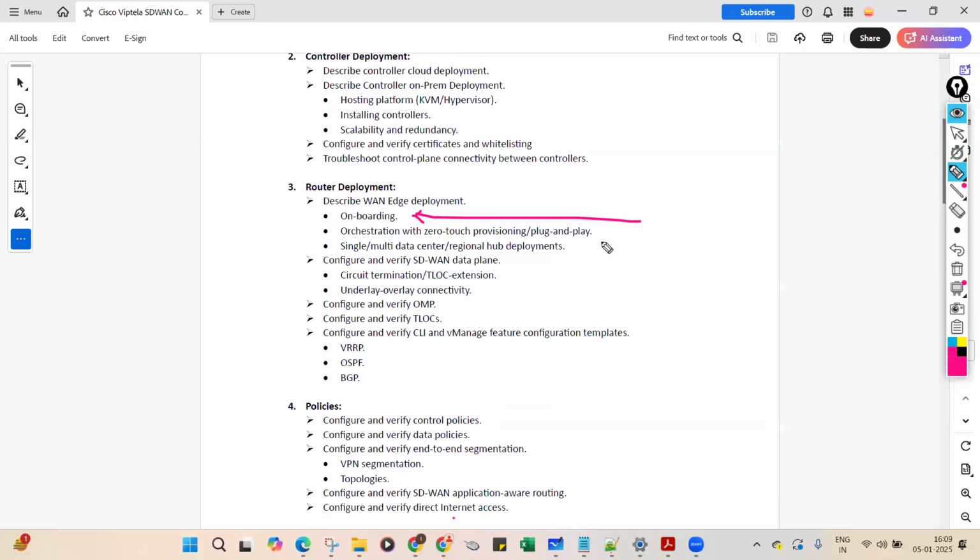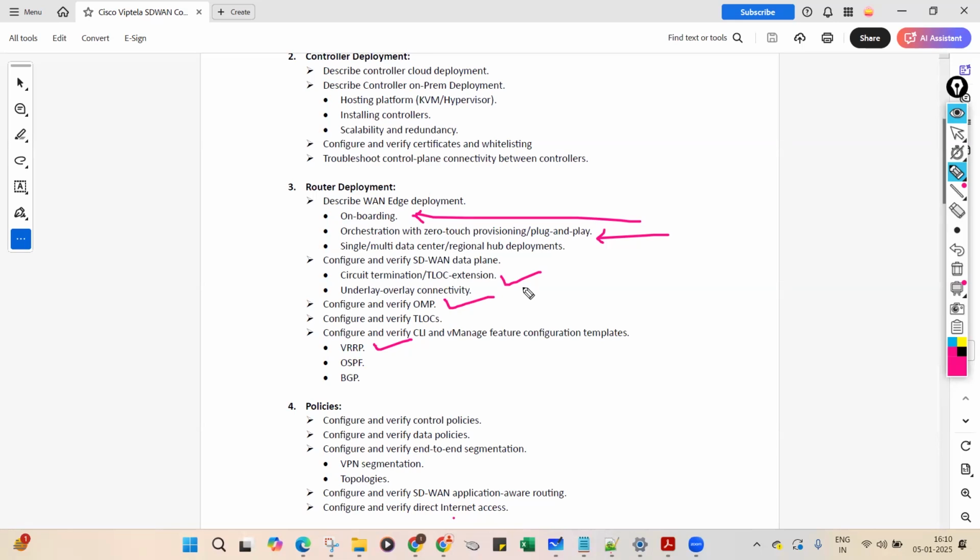We will be discussing ZTP, PNP, and of course the redundancy of these controllers. One redundancy aspect is VRRP, and the other one is TLOC extension, which is specific to SD-WAN in terms of redundancy. OMP is one of the important aspects of the SD-WAN fabric because the communication between the vSmart and the WAN edge routers mostly happens over OMP. OMP stands for Overlay Management Protocol, which is used in the SD-WAN fabric.